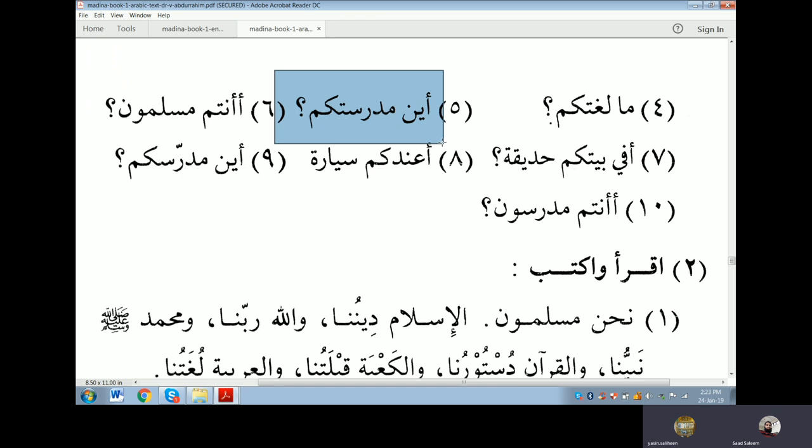Aina madrasatukum? Where is the school? Where is your school? Madrastuna bijanibil masjidi. Qariibun minal masjidi. Okay, qariibun minal masjidi.